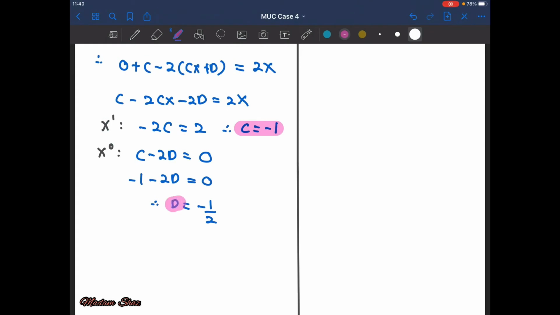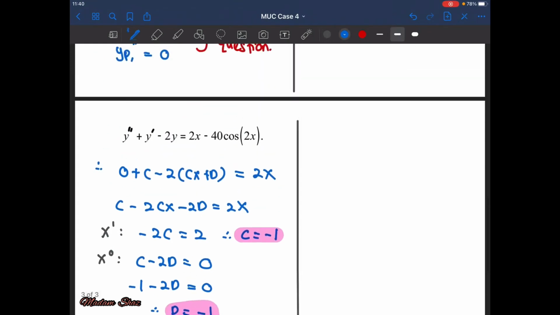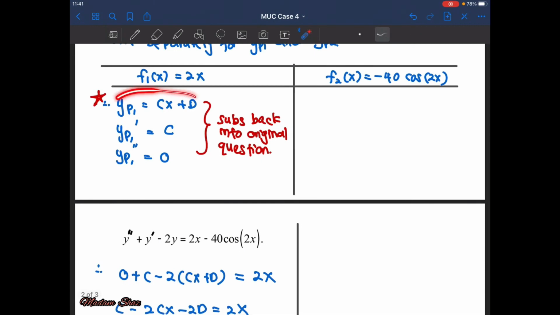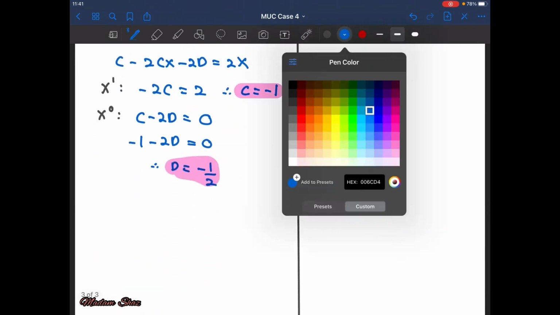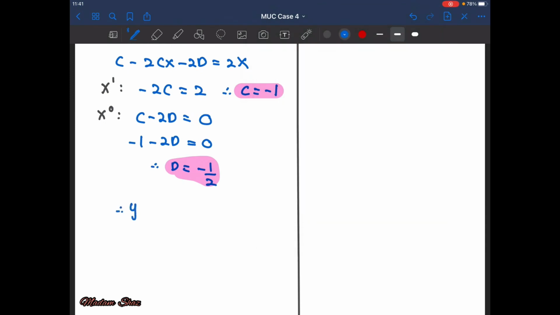So substitute the value of c and d to the YP star that you have right before this, whereby YP star is equal to cx plus d. So therefore, YP1 is equal to cx plus d. Substitute your c equal to negative 1. So YP1 will become negative x minus 1 over 2. So this is the solution for the YP1.